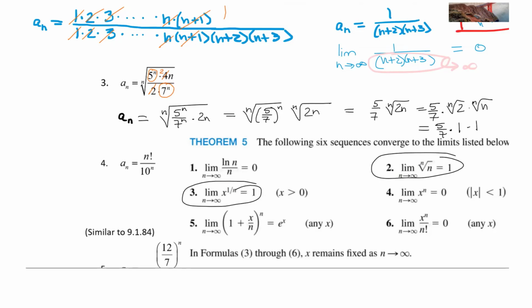I should not put an equals. I should put an arrow there. That means that I'm taking the limit as n goes to infinity. So that's going to be just 5/7. So this sequence converges to 5/7.